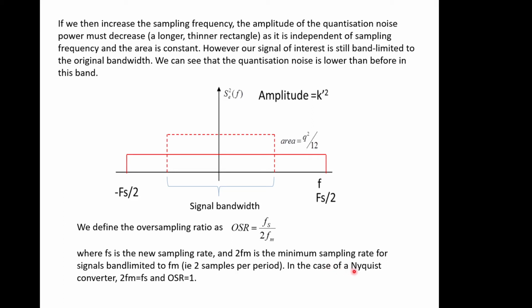So in the case of a Nyquist converter, this means that 2 FM is equal to the sampling frequency, and therefore the oversampling rate equals 1. And that makes sense, because for a Nyquist frequency we're not oversampling. So oversampling ratio 1 makes perfect sense there.